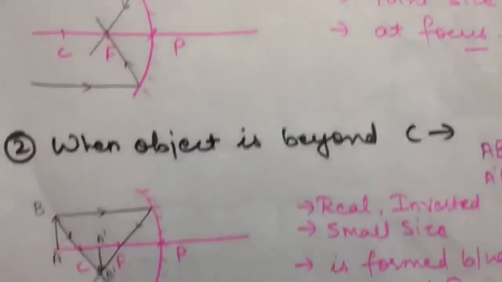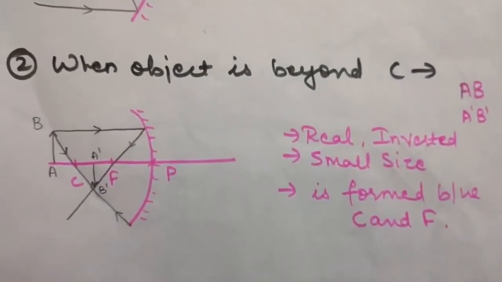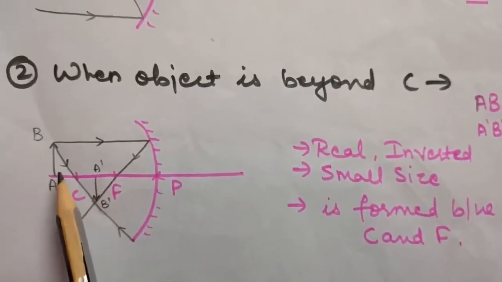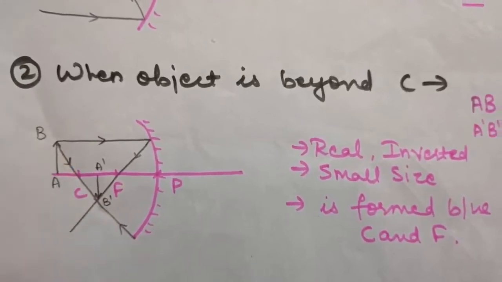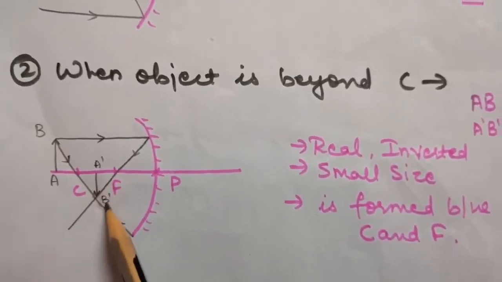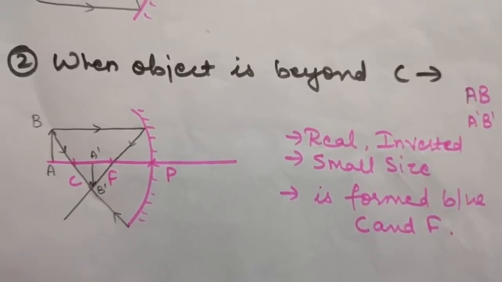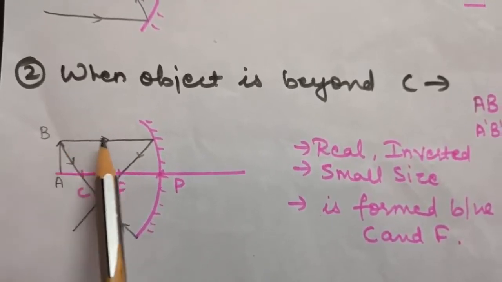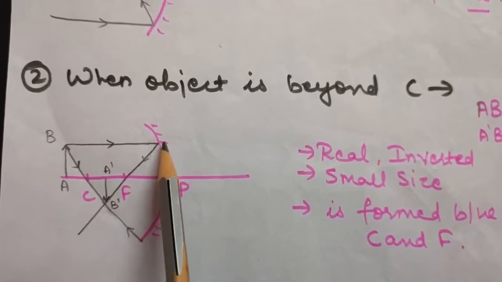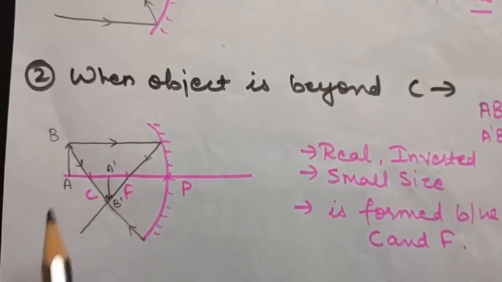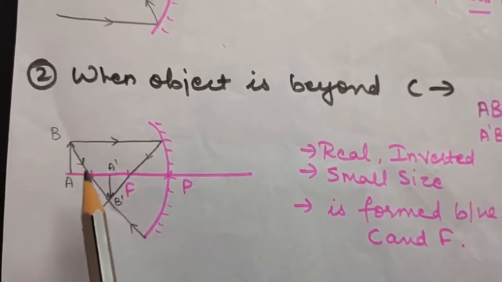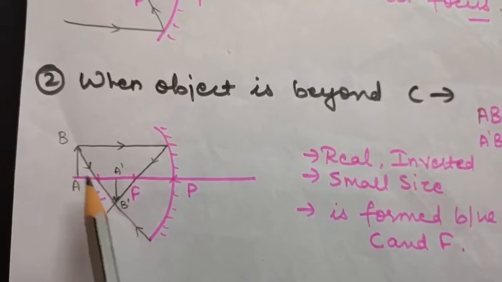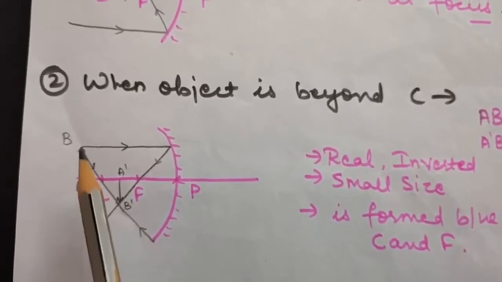Okay. Now if we talk about second case, when object is beyond C. So we are denoting object by AB and we will denote image by A dash B dash. Okay, so we will be using this in all the ray diagrams. So this is your object AB. Now I have taken two rays for this, one which is going parallel to principal axis. So after reflection, this will pass through focus. Second ray is passing through C, and as you know, a ray from C is perpendicular to the mirror, so it will retrace its path.